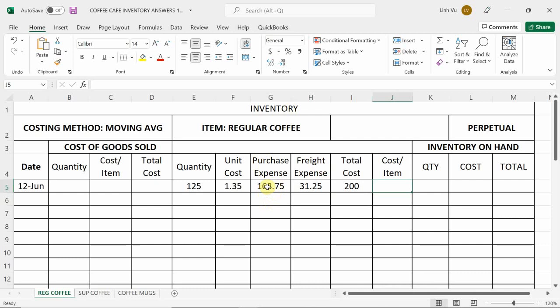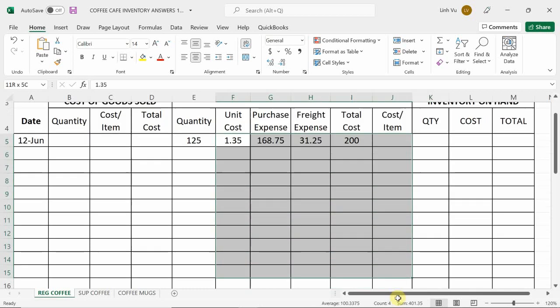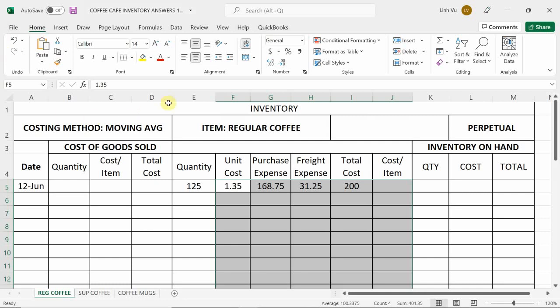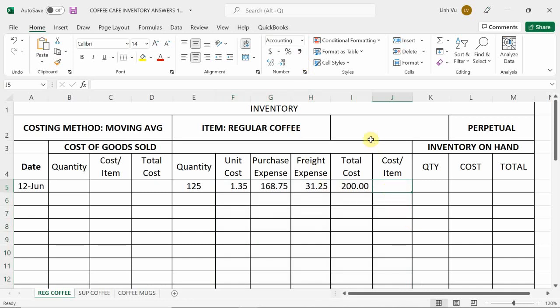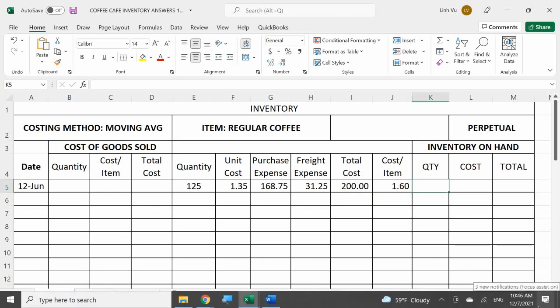Now in this case, what method am I going to be using to calculate my cost of goods sold? Moving average, right? So in this case, I need to solve for this batch here, which is going to cost me for now $1.60, right? I took 200 divided by my quantity of 125 to get $1.60 each. So because this is moving average, I'm going to copy the quantity and copy the total cost.